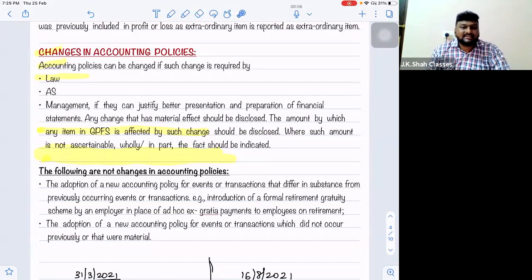See, ad hoc ex gratia is nothing but lump sum payments at the time of retirement. It is not governed by any law or any rules, but payment of gratuity is governed by the Payment of Gratuity Act. So people used to follow ad hoc ex gratia rules earlier, but many have shifted from ex gratia towards gratuity. So shifting from ex gratia to gratuity is altogether shifting from an old transaction to a new transaction. So when the transaction itself is new, whatever policy you are drafting for the new transaction doesn't mean that it is a change in accounting policy.